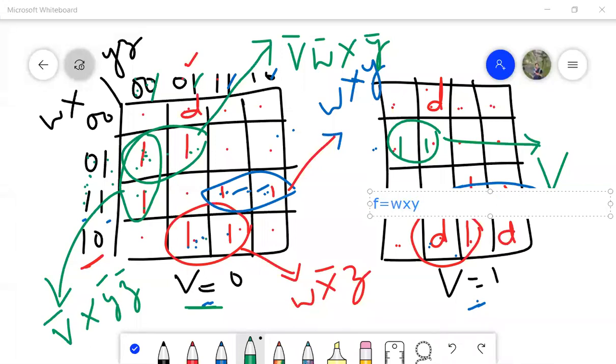What is the second one we got? These are all the essential prime implicants, okay? The second one we got was for the red one. It is W X bar Z. What did we get for the third one? The third one is nothing but the green one. V bar X Y bar Z bar. What is the fourth one we got? The fourth one is V bar W bar X Y bar. So this is the solution for the 5 variable K-map which we have solved. We will take another example.